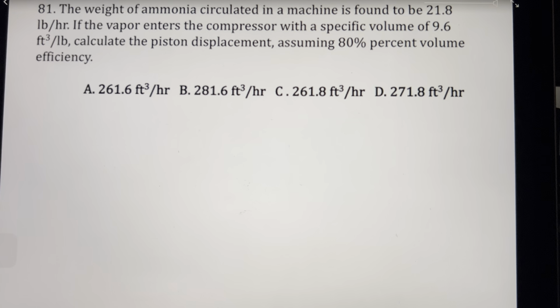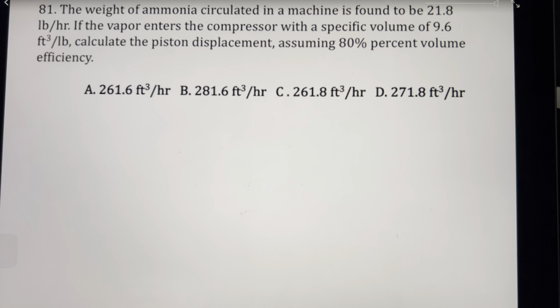The weight of ammonia circulated in a machine is found to be 21.8 pounds per hour. If the vapor enters a compressor with a specific volume of 9.6 cubic feet per pound, calculate the piston displacement assuming 80% volume efficiency. Okay, we have here an 80% volumetric efficiency. So recalling, the volumetric efficiency is the ratio of our initial volume V1 and the displaced volume VD, which is the unknown in this problem.